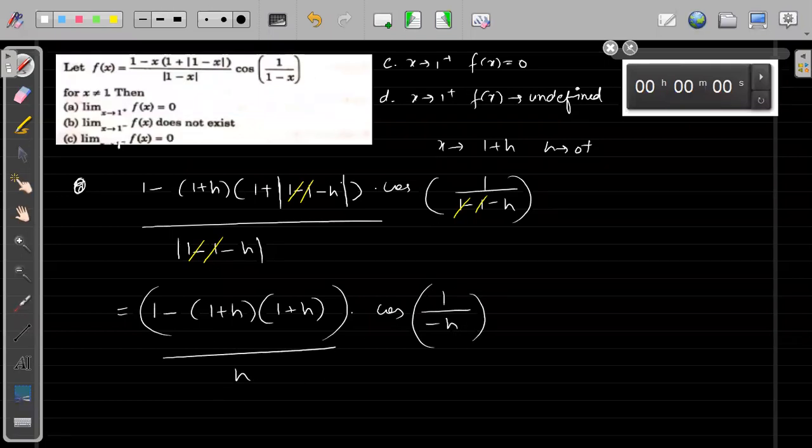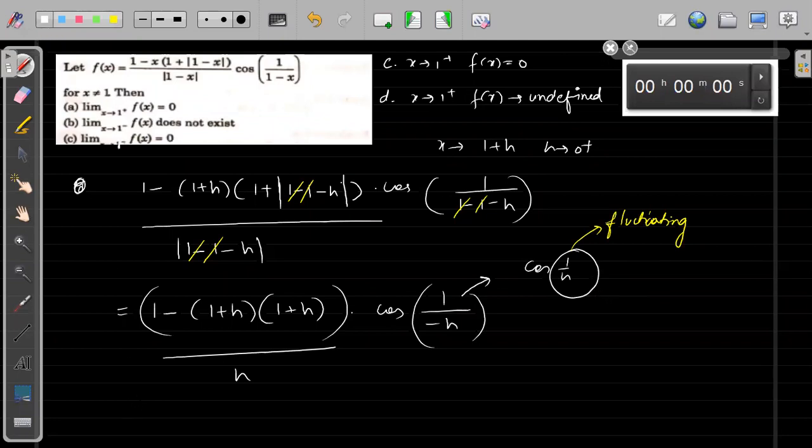Now see, this part cos of 1 minus h is simply cos of 1 by h, and I have already told you the limit does not exist when you have something like this, because this is fluctuating. Too many oscillations, you do not know whether it is plus 1, minus 1, plus 2, minus 2, right? So this can change the sign of the whole function.